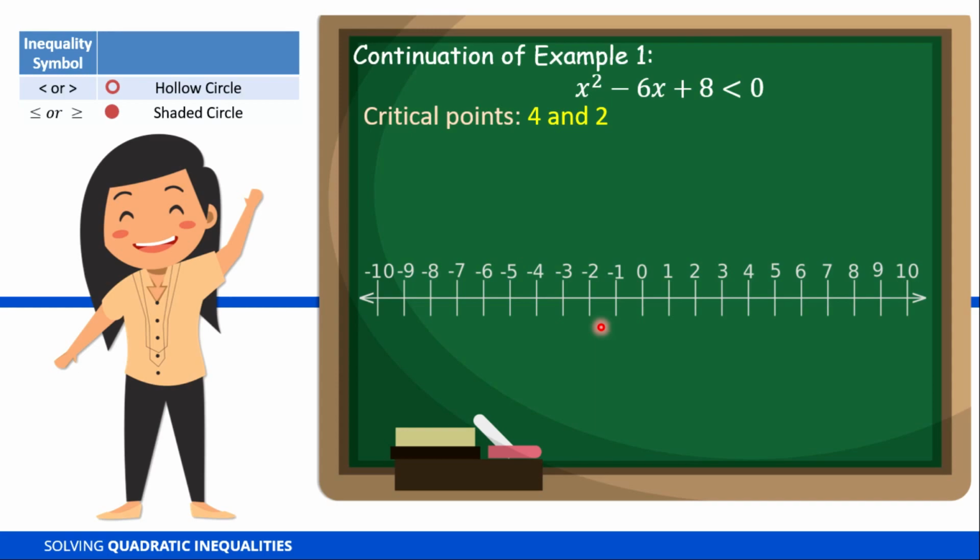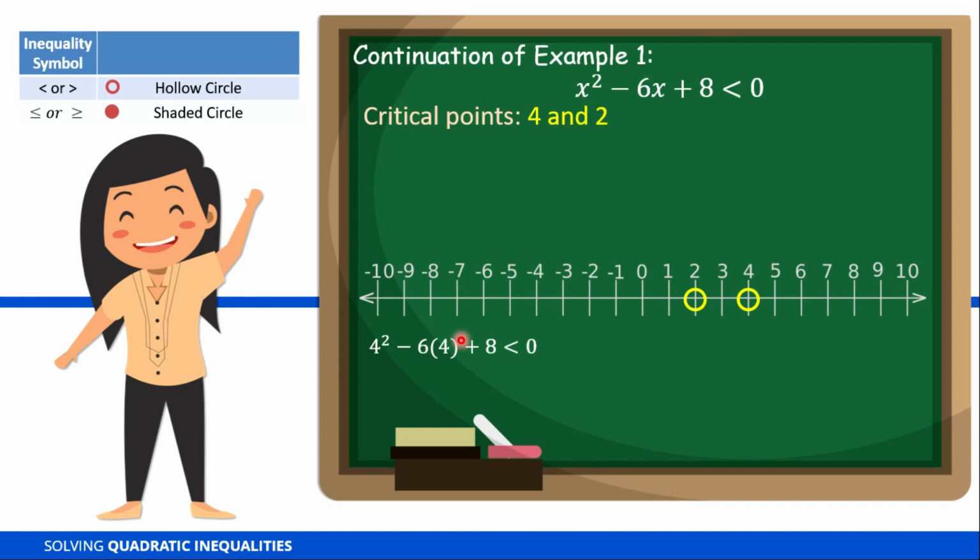So, i-locate na natin yung 4 and 2 sa ating real number line. So, eto sila. Okay, yung 2 natin and we have 4. Bukod sa gumamit tayo ng hollow circle kasi ang ating symbol ay less than, ang ibig sabihin rin ng hollow circle ay hindi kasama sa solution set ng ating given inequality ang 2 at ang 4. I-test natin, okay, kung totoo nga ba na hindi kasama sa solution set si 2 at saka si 4.